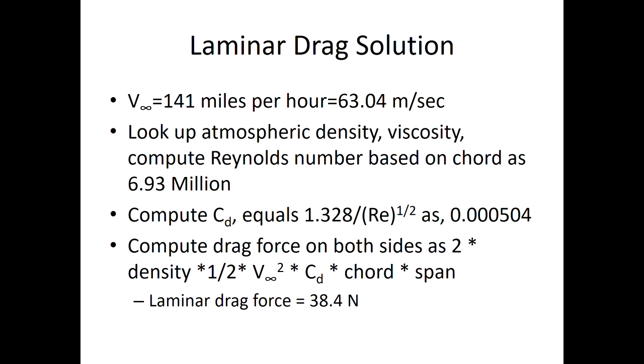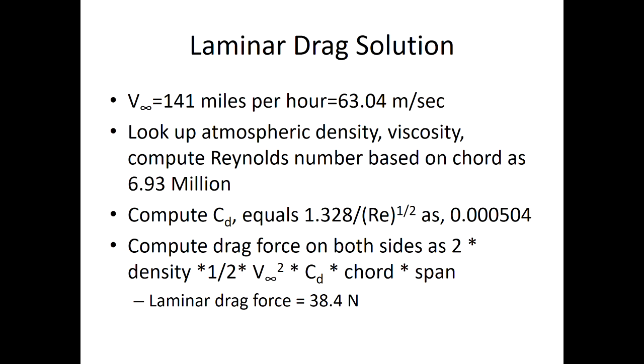So you have to convert the velocity into meters per second, 63 meters per second. Look up atmospheric density and sea level viscosity. Then you can compute the Reynolds number, which is roughly 6.93 million. In the laminar flow, CD is 1.328 by square root of Reynolds number. This is the number we get for one side of the flat plate. In your first homework, you derived this. Now, for both sides, here just multiply by 2.